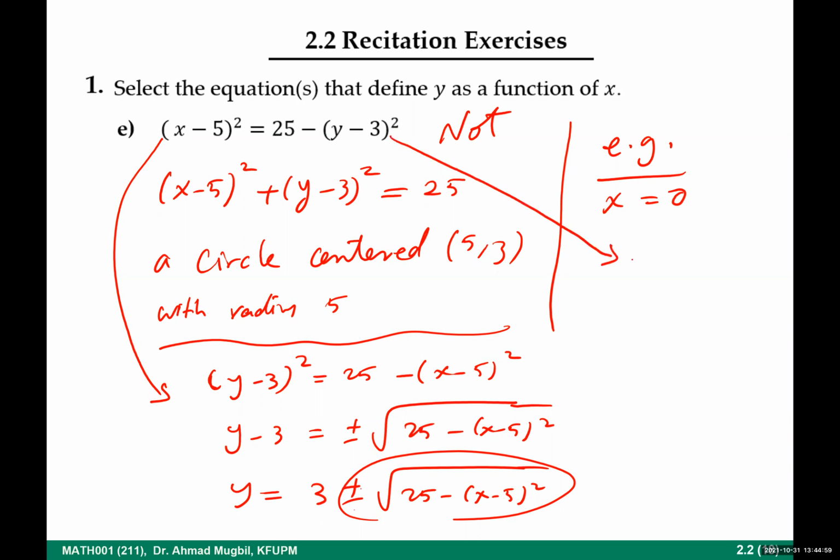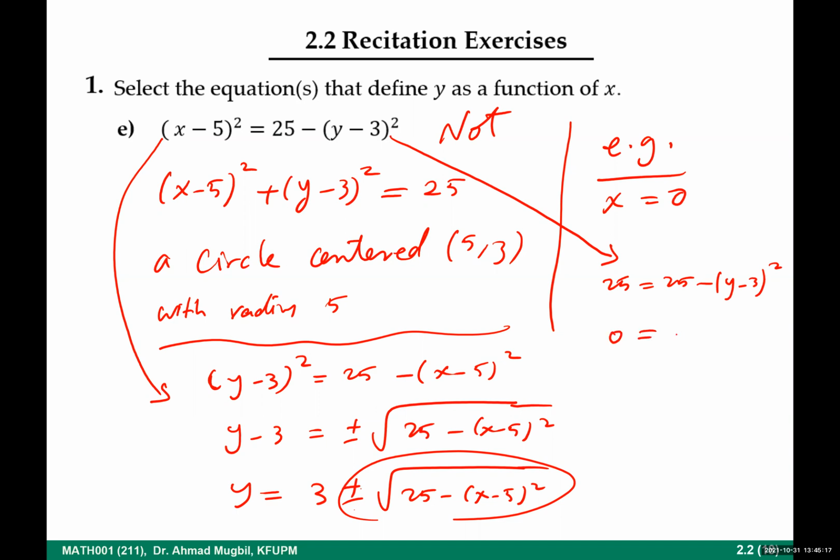This is another way to disprove. Okay, so you will have what? 25 equals 25 minus x minus 3, minus y minus 3, all to the power 2. This is a way to disprove, not to prove.